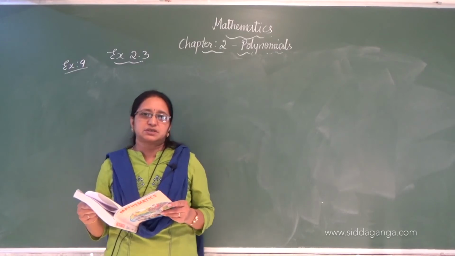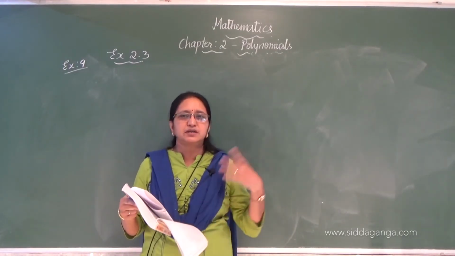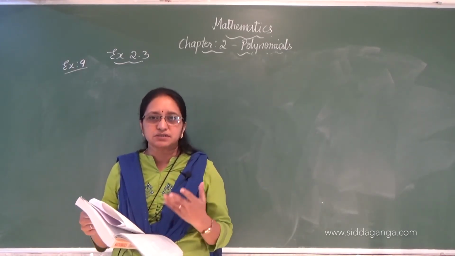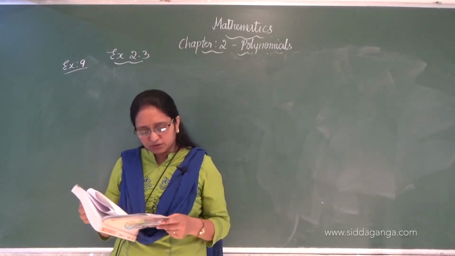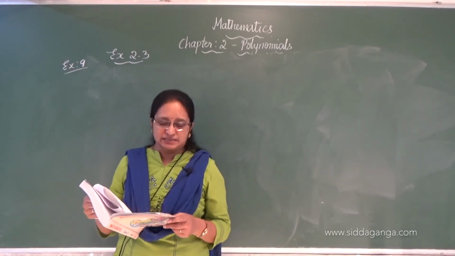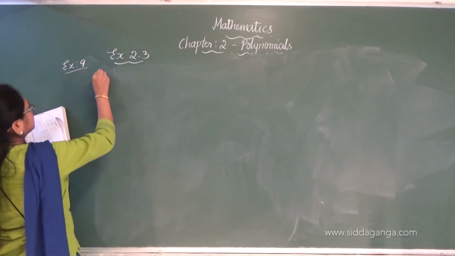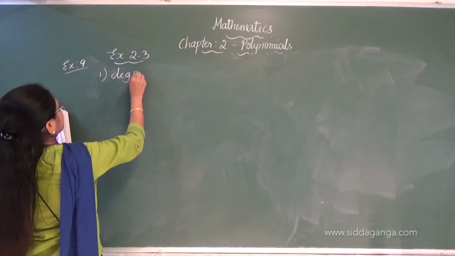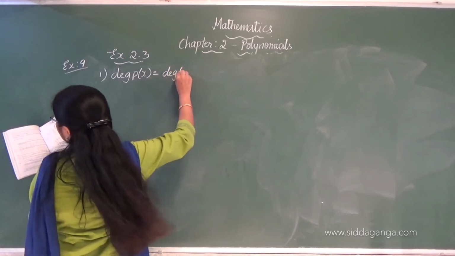See, actually for this there are multiple answers, meaning n number of solutions you will get. So all the students need not get the same answer. This is somewhat like a trial and error method also. So n number of examples we can give. Now I will give one example. So see here, the degree of p(x) will be equal to the degree of q(x).